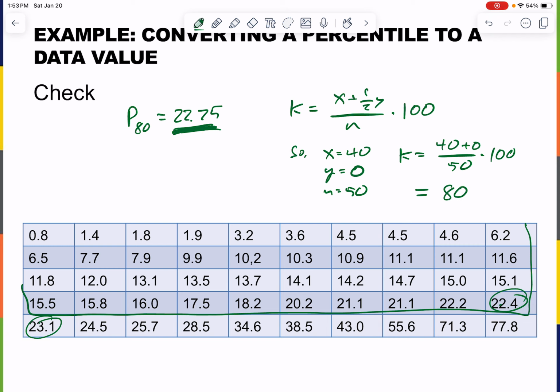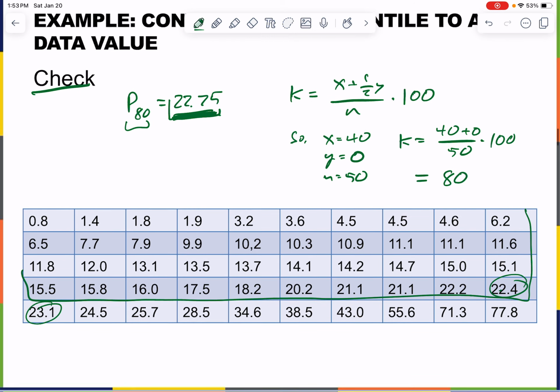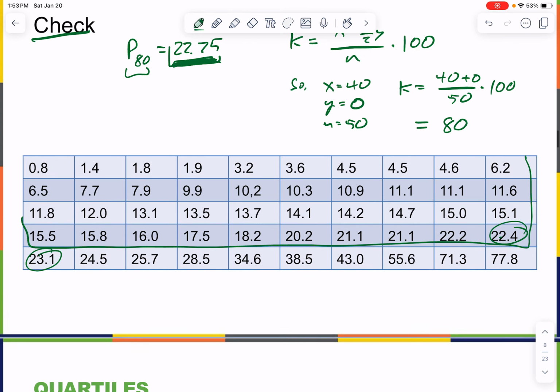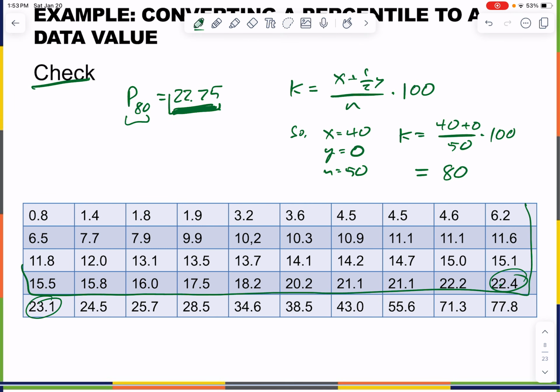So I checked it. I took that data point and I said, what is the percentile of that data value? And the percentile of that data value is the 80th, which is what I wanted originally in that problem. Okay, cool. So the interpretation is that the value that has 80% of the data below it is 22.75.